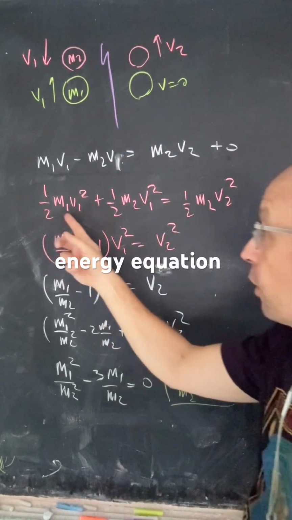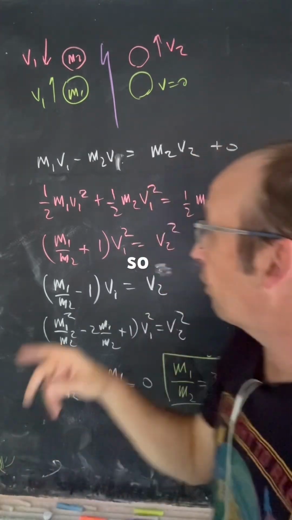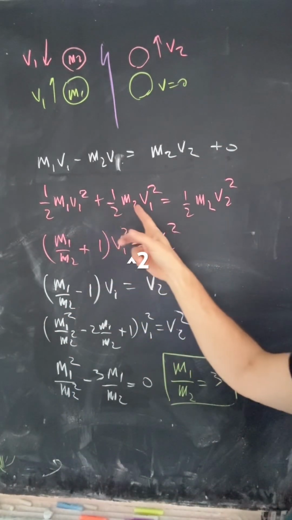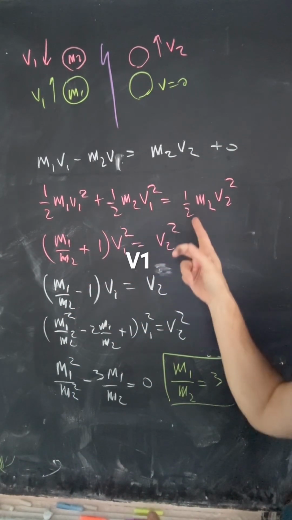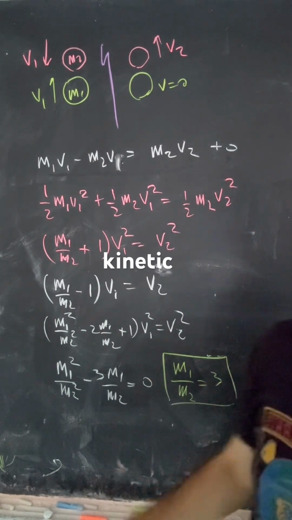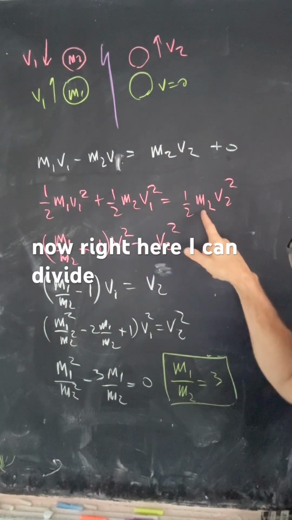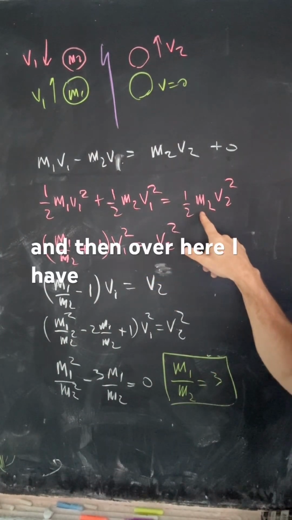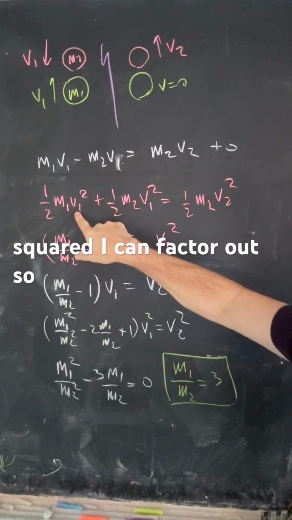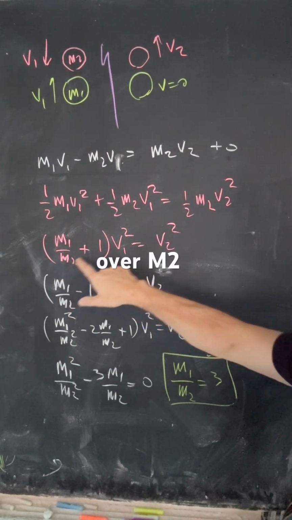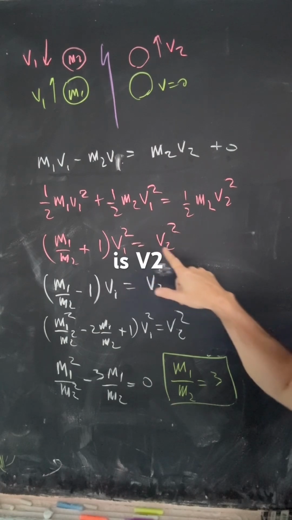Now the kinetic energy equation looks like this. It's in pink, so you can see the difference. 1/2 m1 v1 squared plus 1/2 m2 v1 squared equals 1/2 m2 v2 squared, the final velocity kinetic energy. Now right here I can divide by 1/2 m2, and then over here I have v1 squared I can factor out, so I get this. So m1 over m2 plus 1, times v1 squared, is v2 squared.